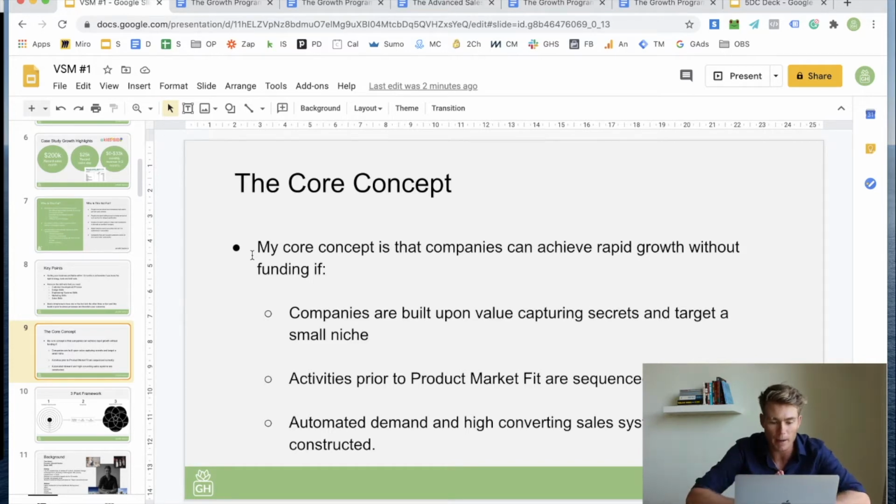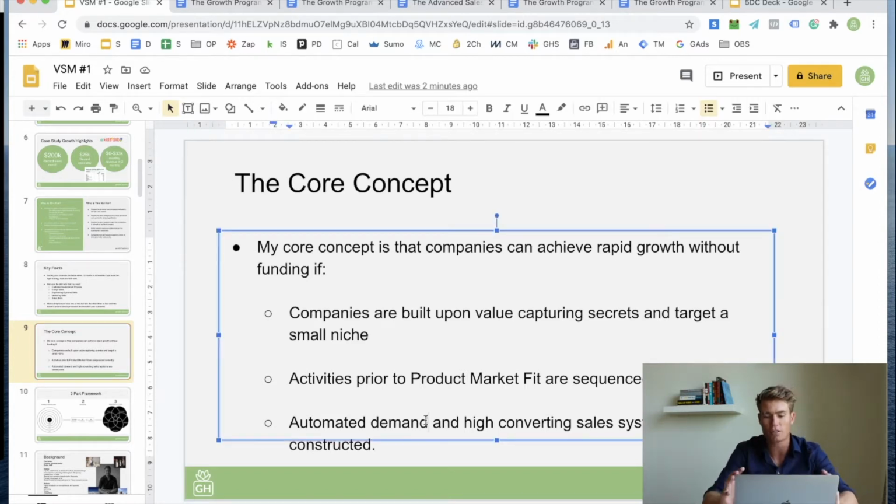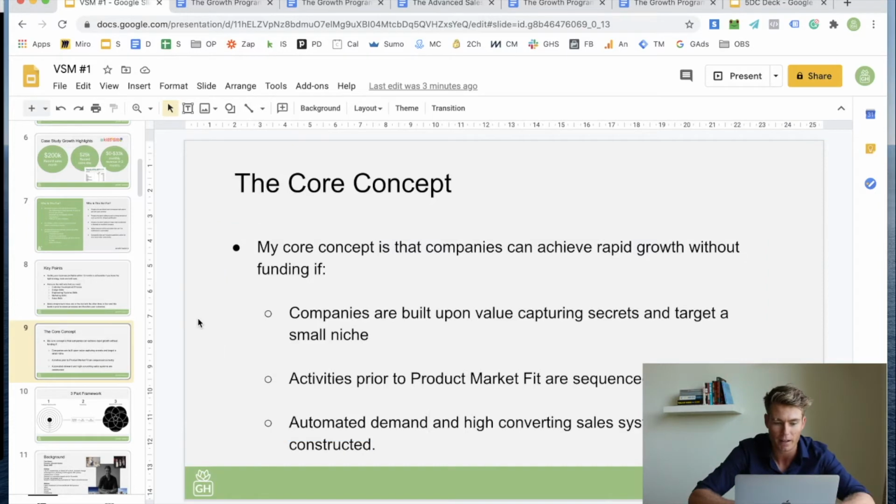Okay. Next up, the activities that you do prior to product market fit, before your product has really been established as a success in the market, you must sequence those activities correctly. And then you must have the ability to build automated demand generation systems and also high converting commission only sales teams. Okay, this is so important and a big part of scaling the types of businesses that we work with.